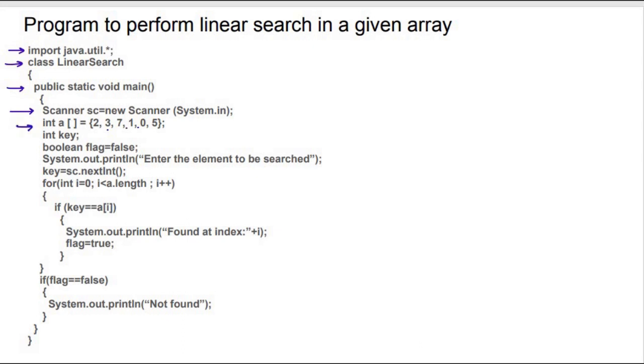It is an integer type array which consists of elements 2, 3, 7, 1, 0, 5. I have declared another variable key, int key, which is of integer type. Key will store the value of the search element which the user will enter. I have declared a variable named flag which is of boolean data type. Why have I done this? You will realize it after some time. Flag contains the value false. You know that boolean data type can have only two values, true and false. So I have initialized the flag variable with the value false.